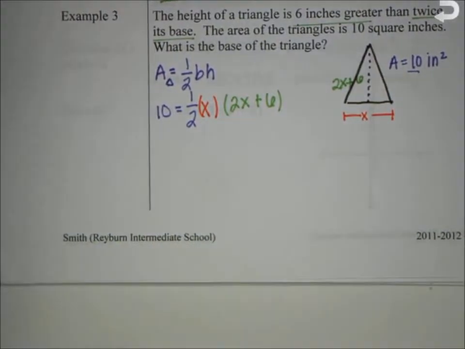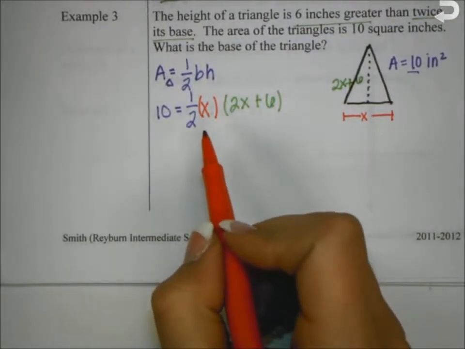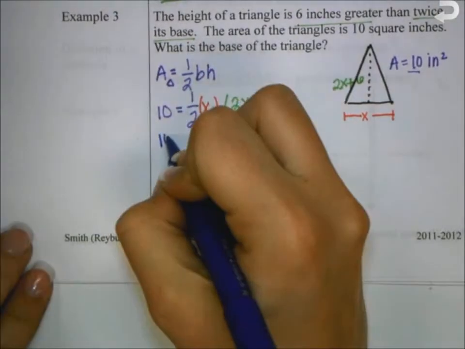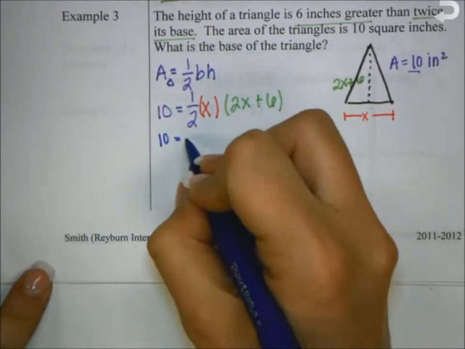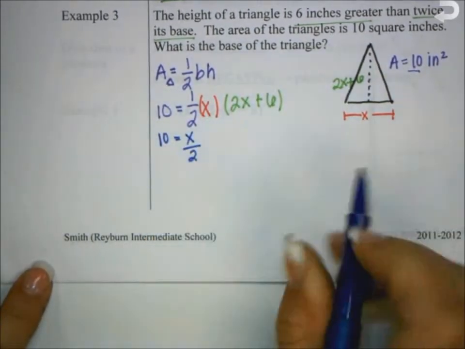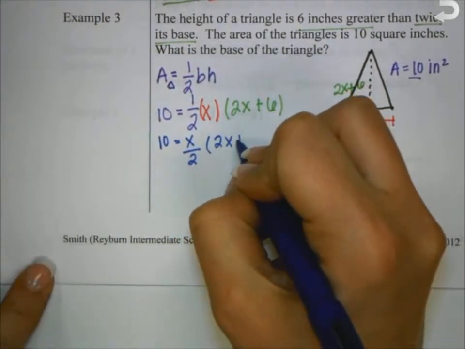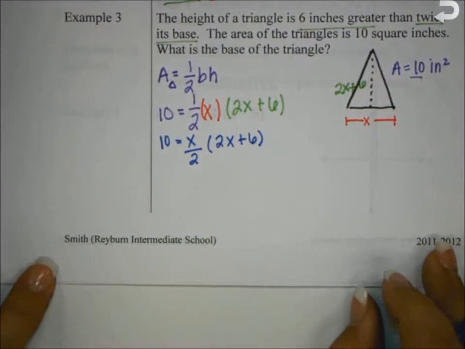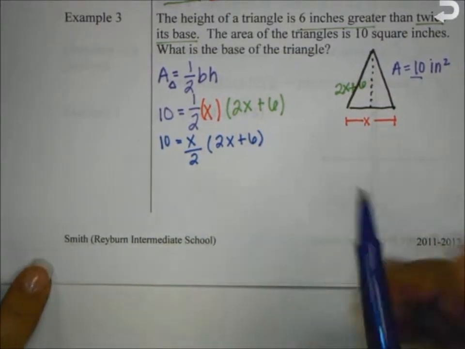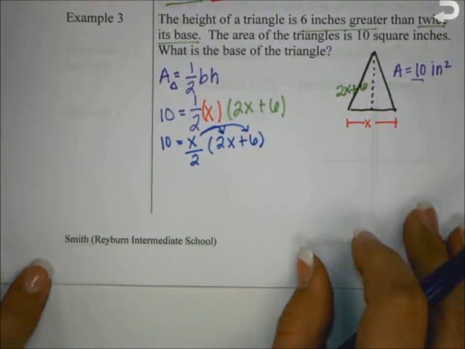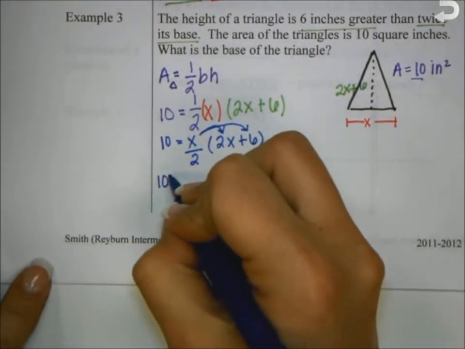Okay. 1/2 times x, what does that give me? That's the same as x over 2. Is everybody okay with that? Times 2x plus 6. And then what do I want to do here? I want to distribute. So 10 equals x times 2x over 2.